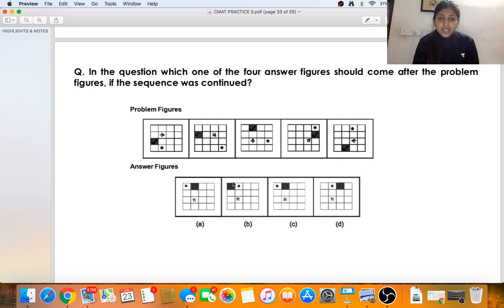So B cannot be the answer because it's in the corner. C can be the answer because it's here. D can't be because it's here. It should have been here. So the answer is one out of A or C that we got to know using the box. Okay.